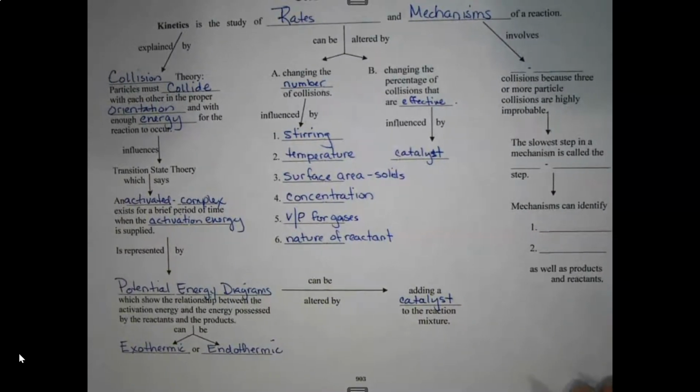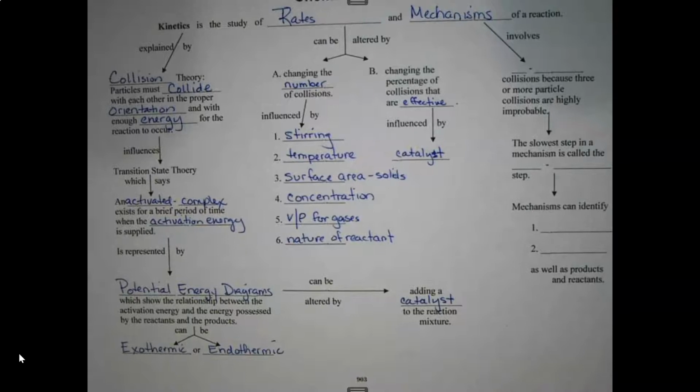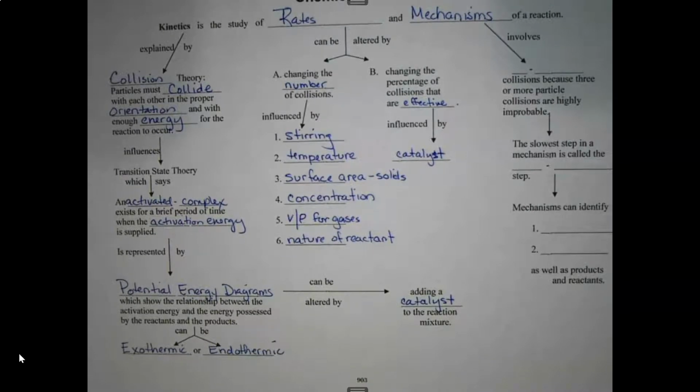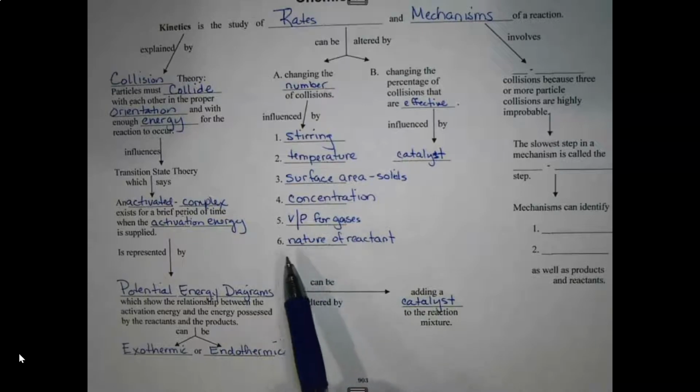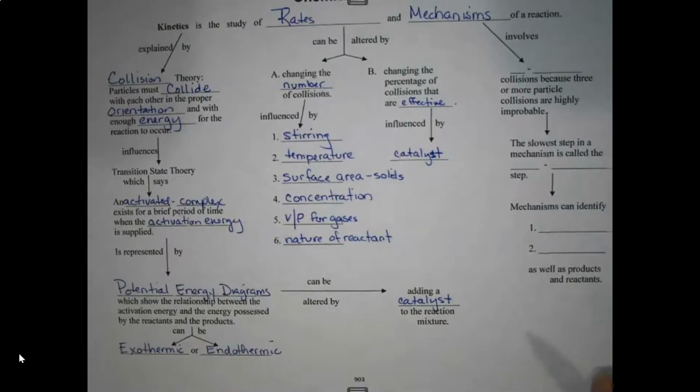If you have to do one particular reaction, you may not get the rate to go any faster than it already is, simply because of what you're working with. So that's something else that influences the rate of reactions. All right, so that is rates. What I want to do is move on to mechanisms.